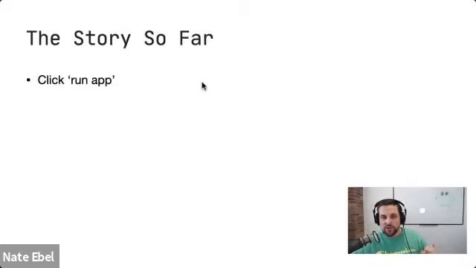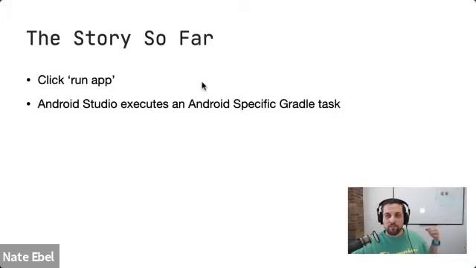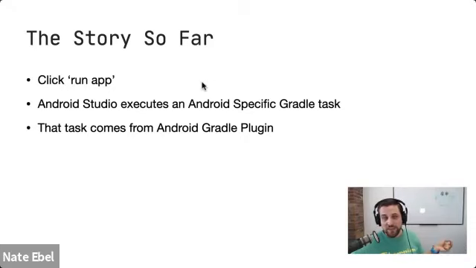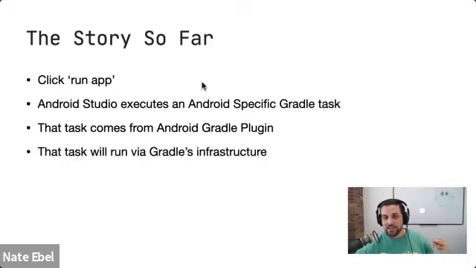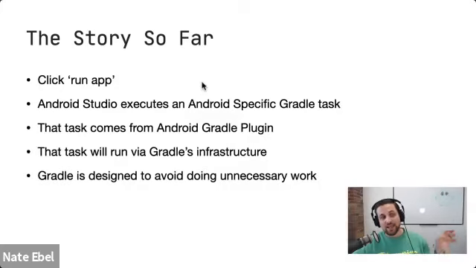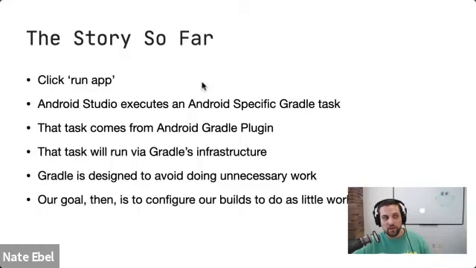So just the story so far, we click run in our app, Android Studio executes a specific Gradle task. That task comes from the android-gradle plugin. That task will run via Gradle's infrastructure. Gradle is designed to avoid doing unnecessary work whenever possible. So our goal then is to configure our builds to do as little work as possible. That sounds good. Developers love doing as little work as possible.